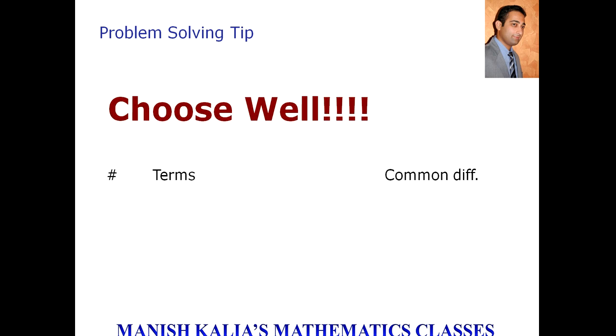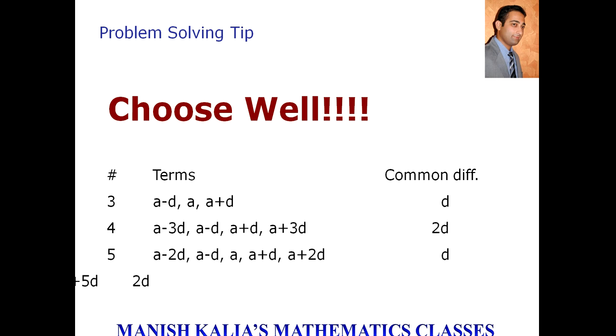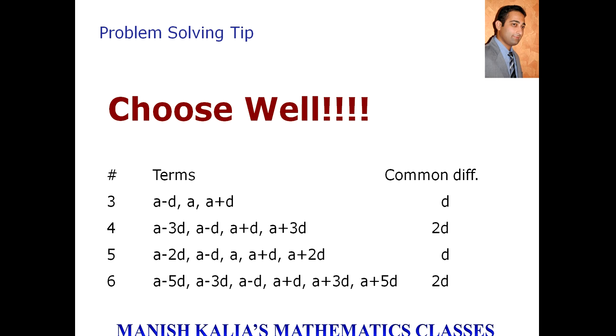Before solving any problem, we should choose the terms of the AP very well. Otherwise, we will end up with a large calculation. First of all, if we have to choose three terms of an AP, we should choose the terms like a minus d, a and a plus d. If we have to choose four terms, we choose a minus 3d, a minus d, a plus d and a plus 3d with a common difference 2d. So this is the pattern we should follow while selecting 3, 4, 5 and 6 terms.